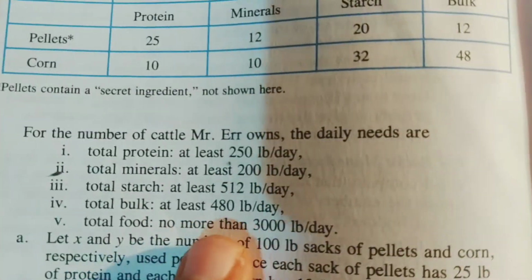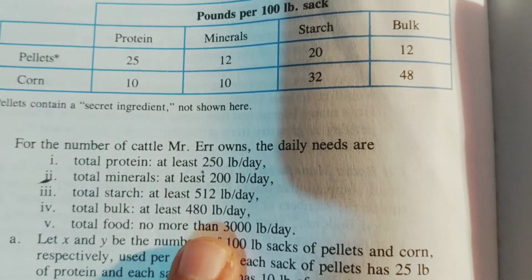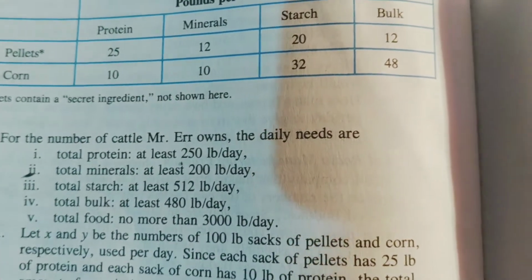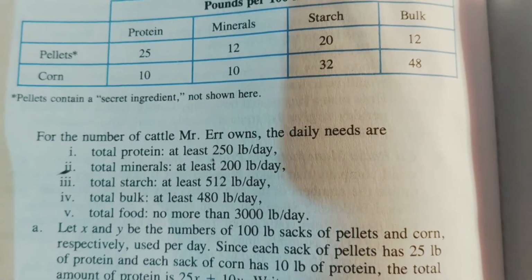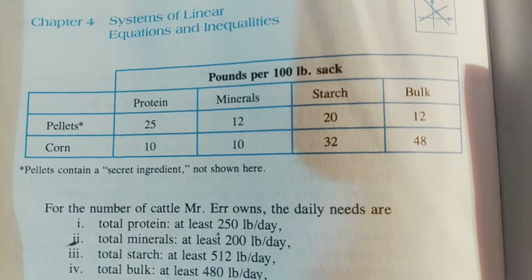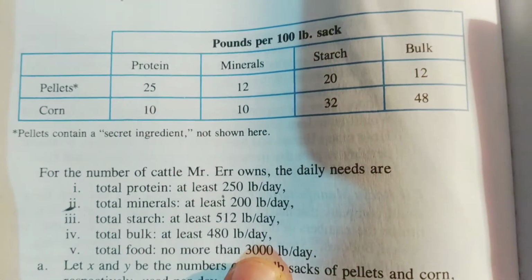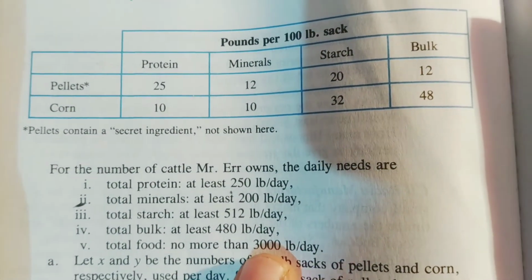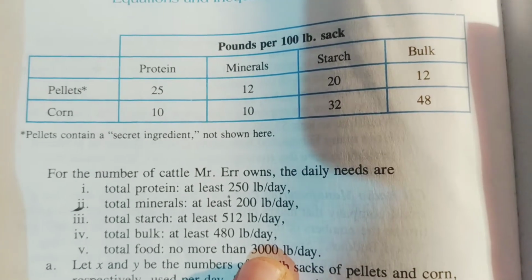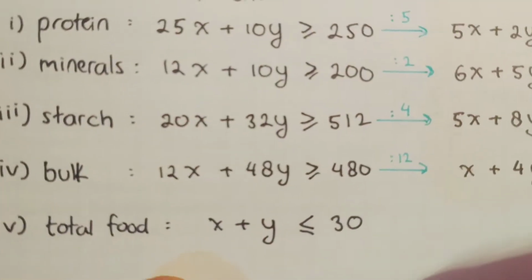And for this one, the total food no more than 3,000 pounds per day total of pellets and corn. Since one sack contains 100 pounds, and this one is 3,000 pounds, we have to divide it by 100 to know how many sacks total we can have, no more. So this is the translation.